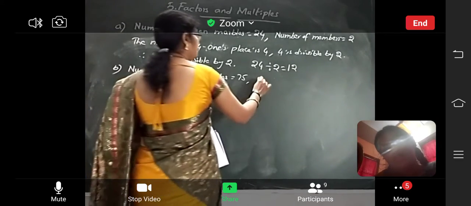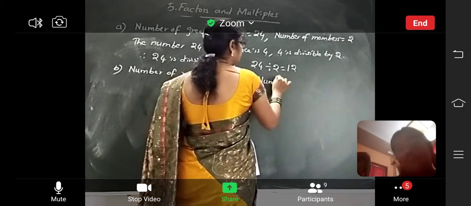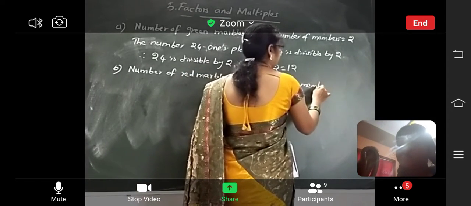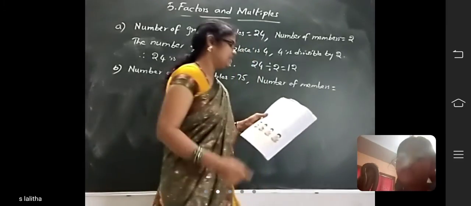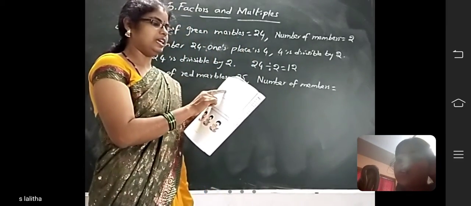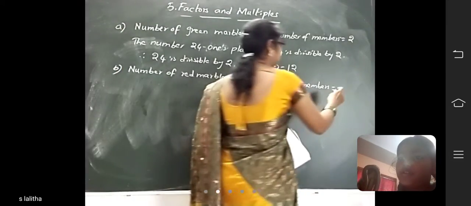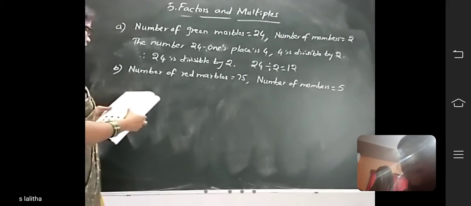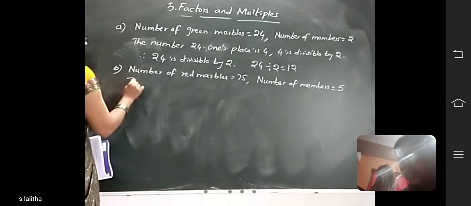Next, number of members. How many members? Sia, Alina, Tom, Ali and Kavita. Those are 5 members. Number of members is 5. So what is the number? The number 75.